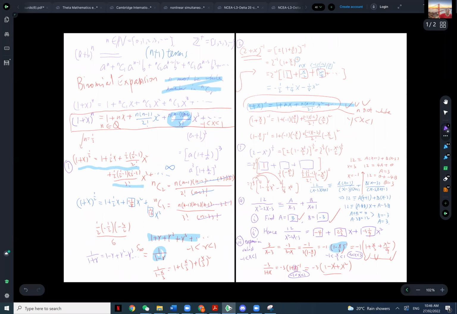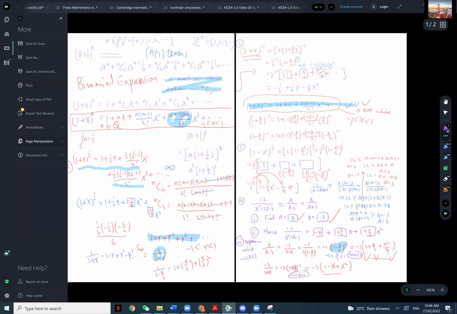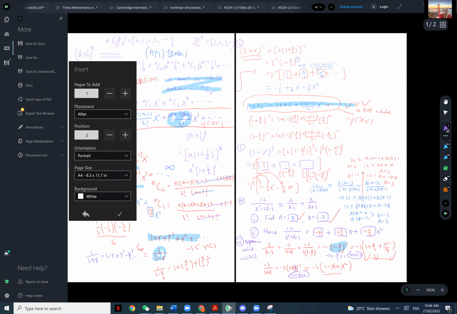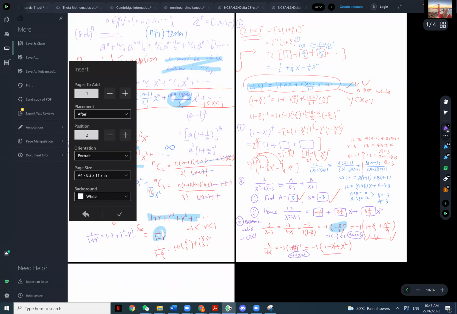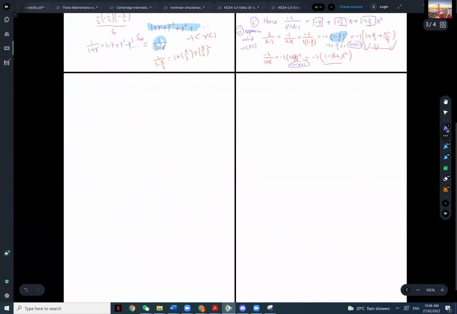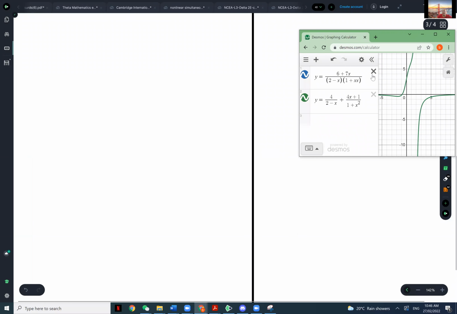For our trig, we try to use some pictures. We try to use some pictures for trig. Sketch a graph first.